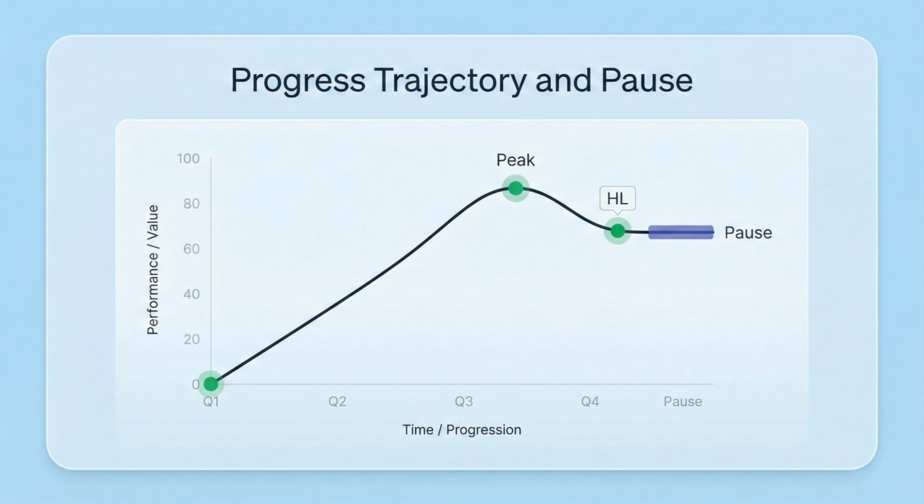Notice this specific drop. If this pullback were to drop below the starting point, it would be classified as a lower low. If it stopped at the exact same level, it would be an equal low. But in a healthy bullish trend, the price reverses well before reaching that previous bottom, successfully establishing a higher low.